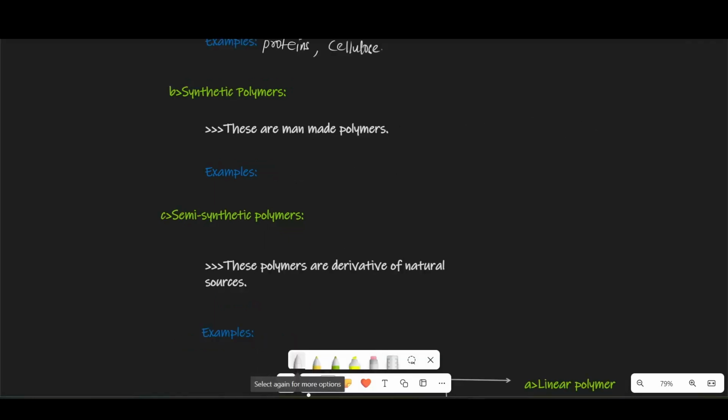Now let's see about synthetic polymers. These are man-made polymers. Examples for synthetic polymers are PVC, polyvinyl chloride. Maybe you have heard of PVC pipes. Those are man-made polymers, and polythene is also a synthetic polymer.